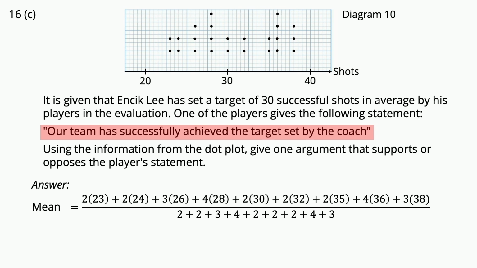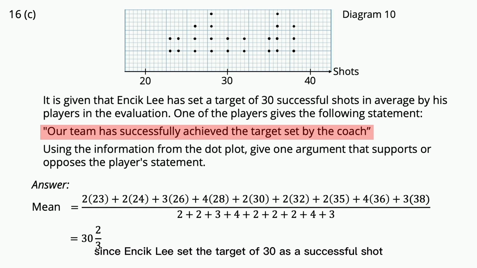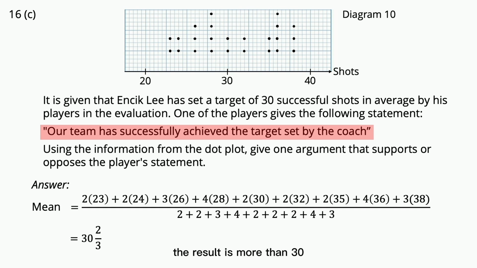The calculated result is 30 2/3. Since Lee set the target of 30 successful shots, the result is more than 30. The team achieved the target. Therefore, the player's statement is true.